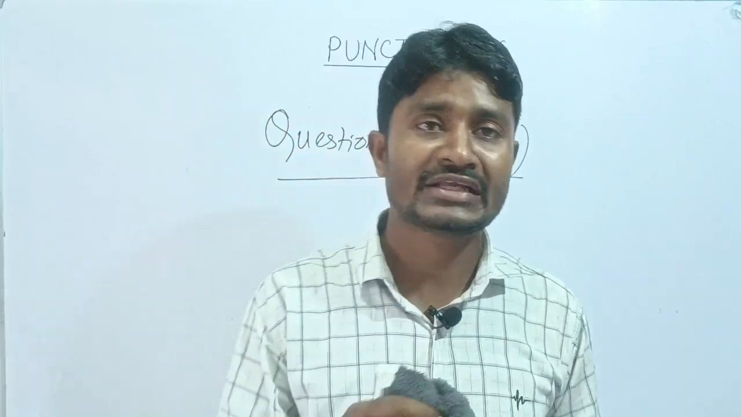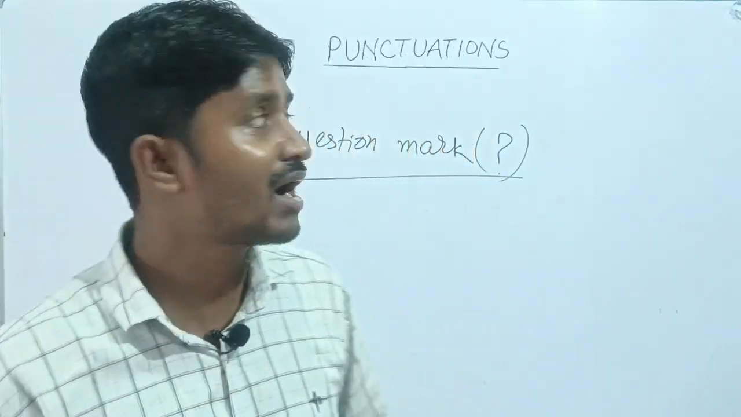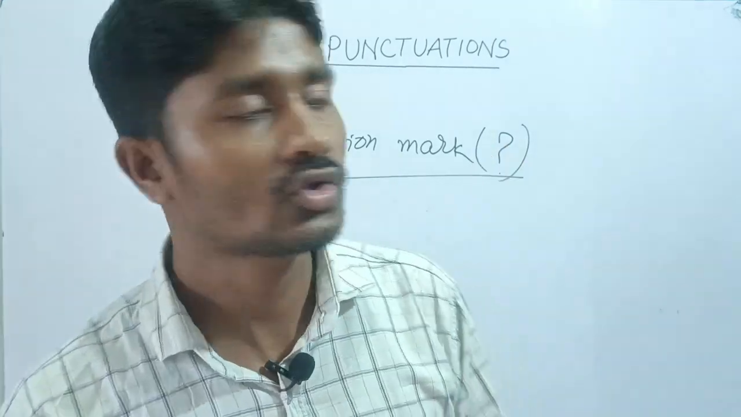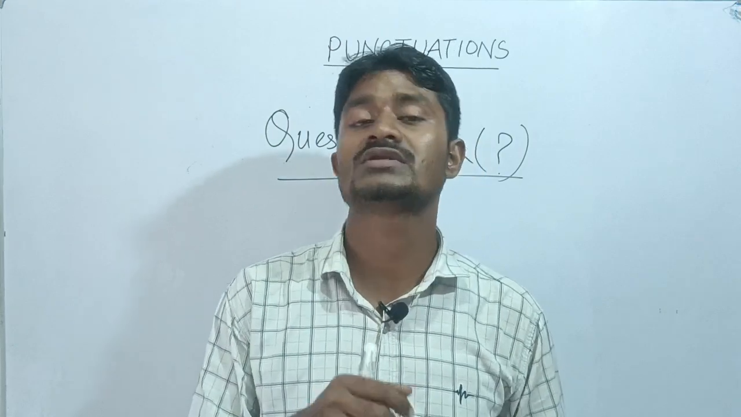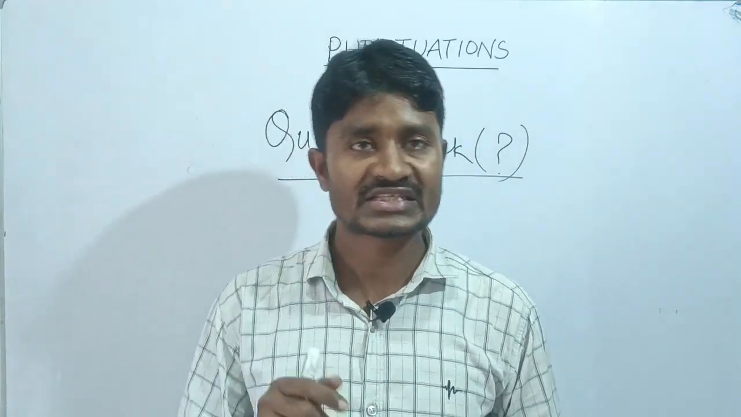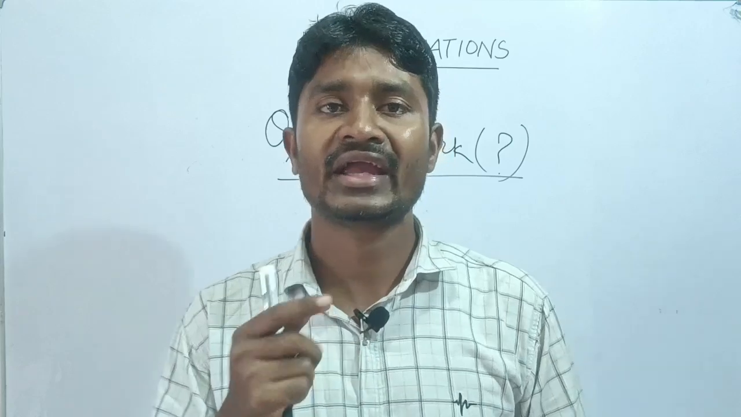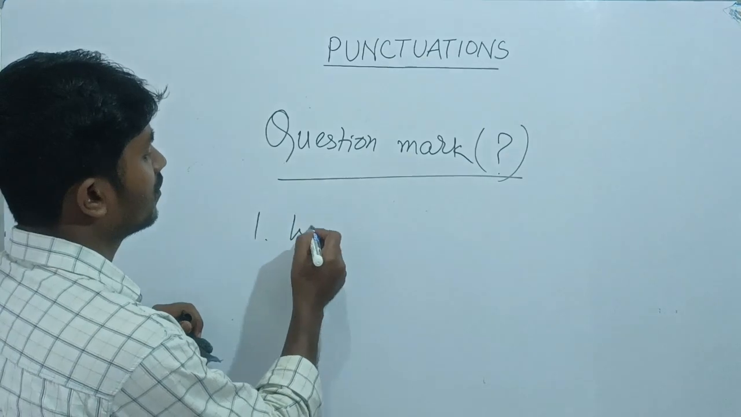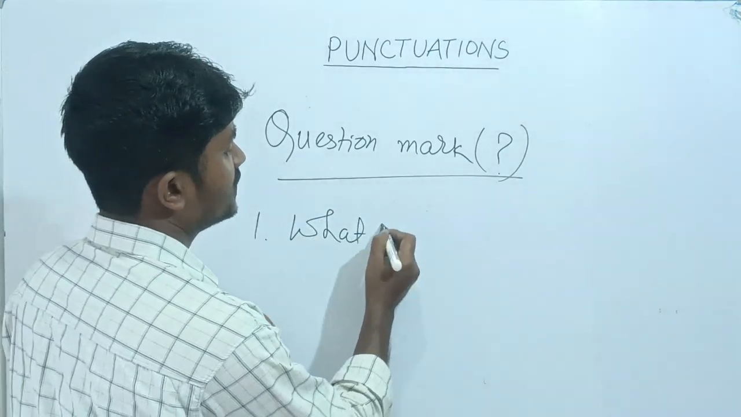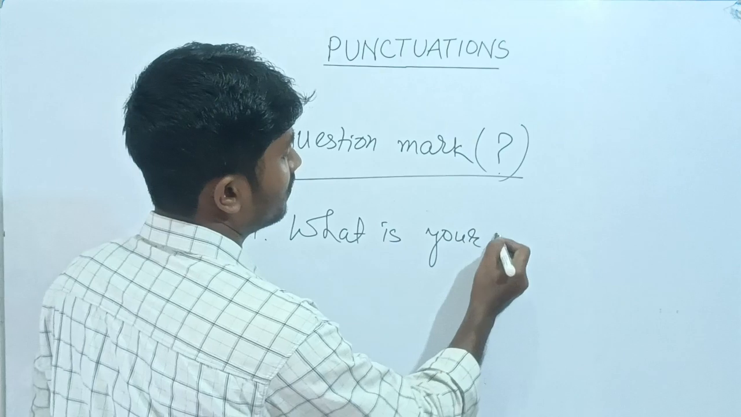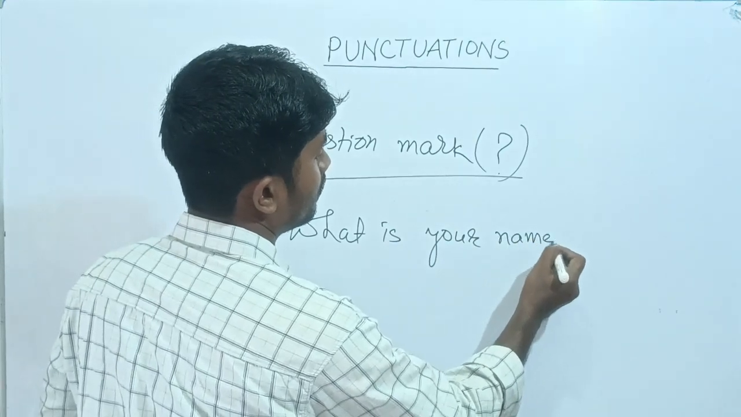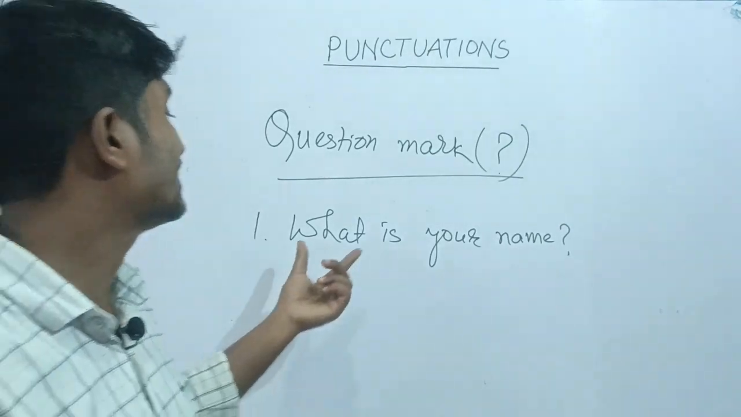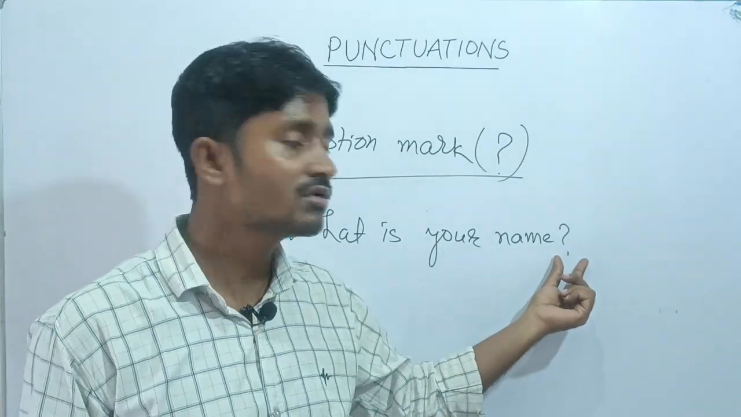So let's move on and discuss a very important punctuation mark, and that is the question mark. You can see here it is a mark of question. Let's see when we use question marks. A sentence that asks a question ends with a question mark. For example, what is your name? Here someone asks your name, and this kind of sentence ends with a question mark.